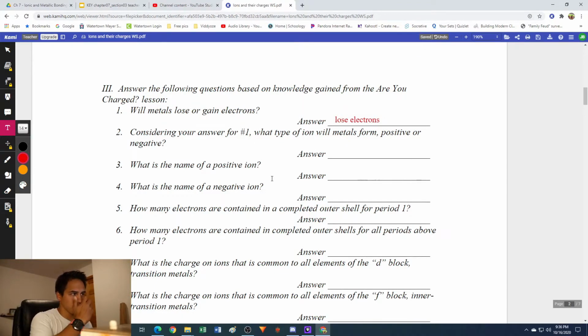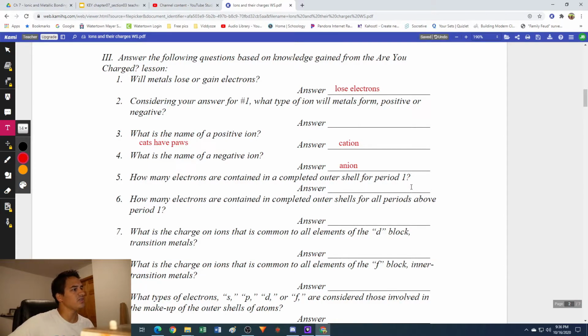We're going to do like every other. So what is the name of a positive ion? All right, so we learned this in the chapter, but cats have paws, right? So cations are positive. So the name of a positive ion is a cation. Negative ions are called anions.